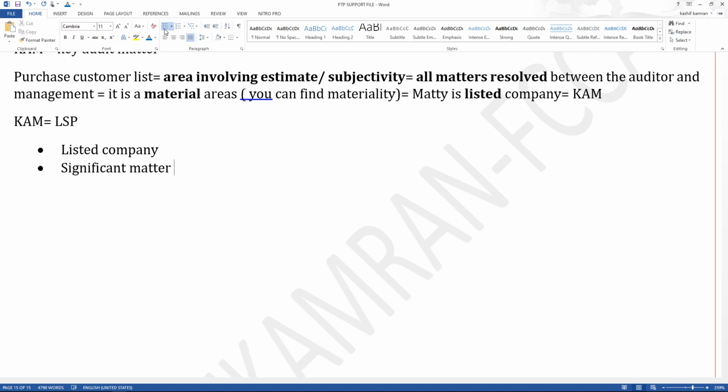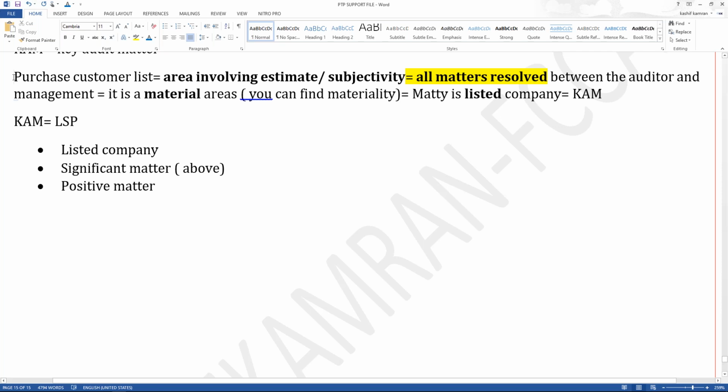Do you know the definition of a significant matter? Have I given you the definition of a significant matter above? Risky areas, adjusting and non-adjusting events, and areas involving estimates. Significant matter. LSP. CAM comes for a positive matter. Was the examiner telling us it is a positive matter? All matters resolved. What if there would have been a disagreement between the management and the auditor on the purchase customer list? Would you have included a CAM then?